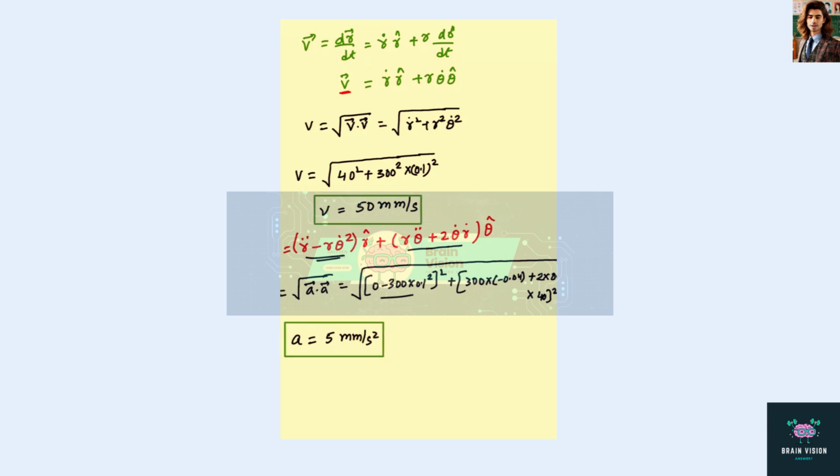Okay, so this is the answer for the question. This is the magnitude of the velocity and this is the magnitude of the acceleration of point P.